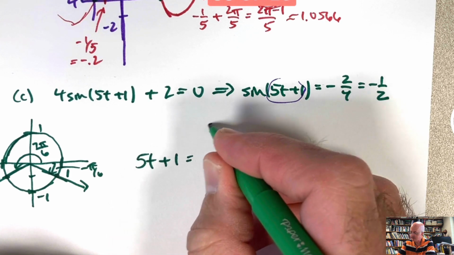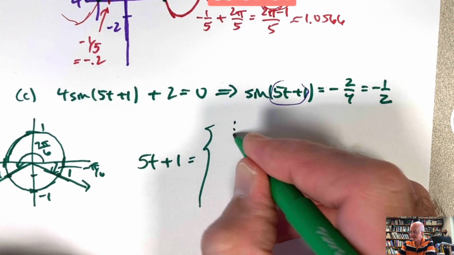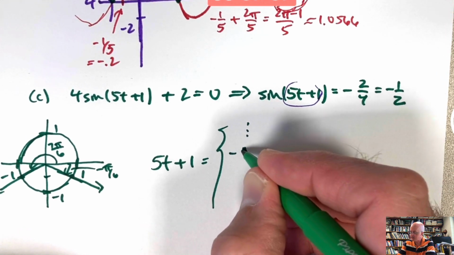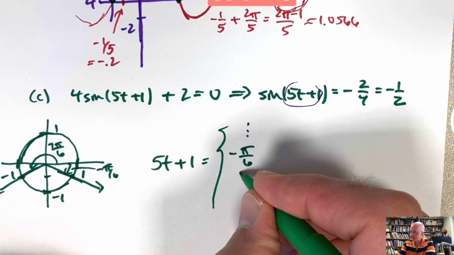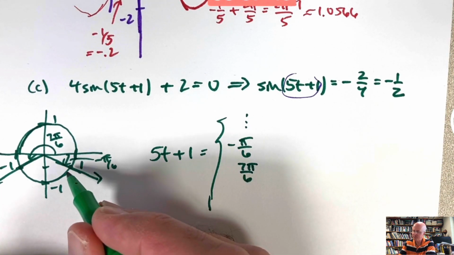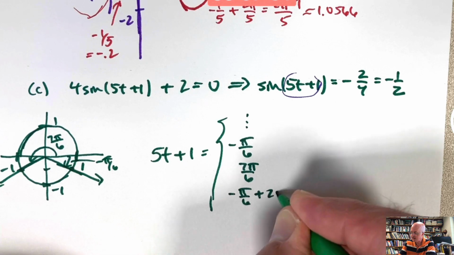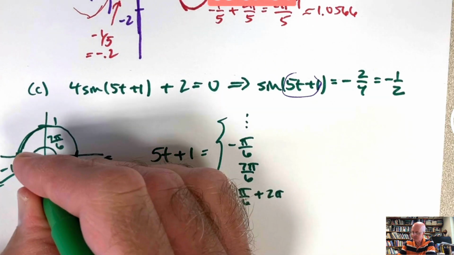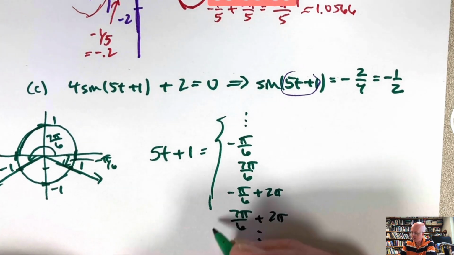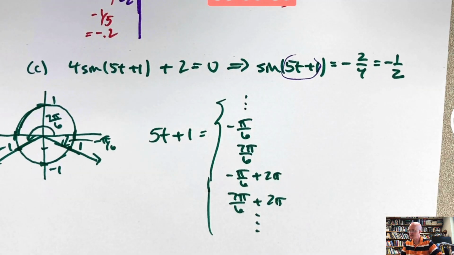let's do this kind of thing. Let's write some different values. I could write infinitely many things here, but I'm going to just write 4. Then maybe I'll put dot, dot, dots to indicate there's infinitely many values. So one value is, I'll go ahead and include the negative pi over 6 and 7 pi over 6. And how about negative pi over 6 plus 2 pi, bringing you back to this ray here. And how about 7 pi over 6 plus 2 pi? And we could keep going. Those are different values of, not t, but 5t plus 1, because that's the input for the sine function.